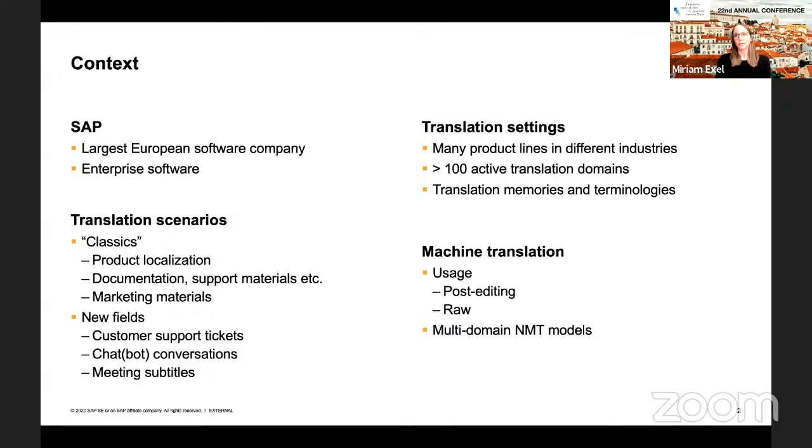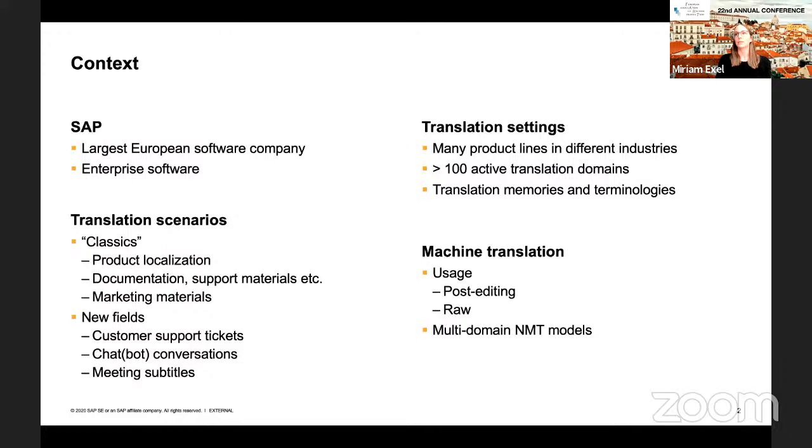Now, machine translation is also used. It's used in post-editing settings if we want to have high quality translation. And it's also used raw in other scenarios. We usually train multi-domain neural machine translation models, and the training data for these models consists of a multitude of different data sources, including also the contents of the company internal translation memories from all the various domains that we have.